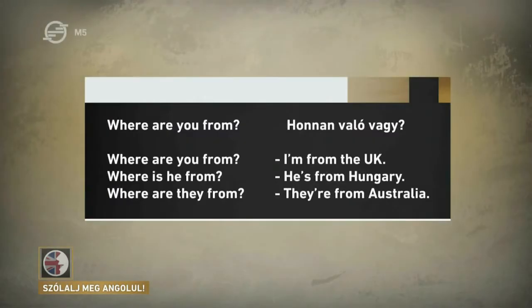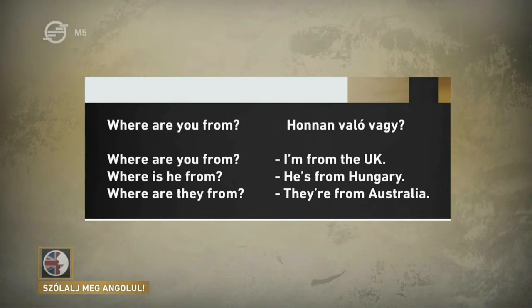Now, let's look at a couple of example questions and answers. Where are you from? I'm from the UK. Where is he from? He's from Hungary. Where are they from? They're from Australia. We looked at the structure of the sentence and put it all into a couple of tables. In the tables, we saw how we make positive and negative sentences.